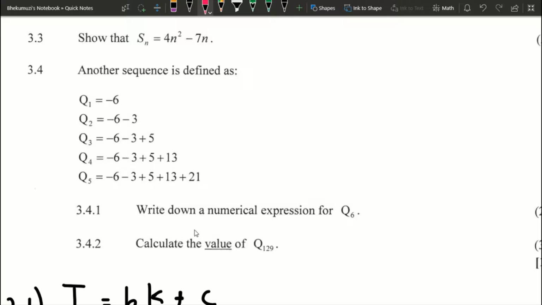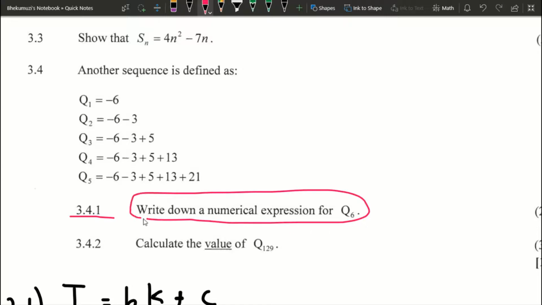If you had to, now, okay, let's first read the question. So 3.4.1 says, write down the numerical expression. So they're not actually looking for a single number. They want you to write it out as it's written out here as an expression, right, for Q6. So it's the next one.